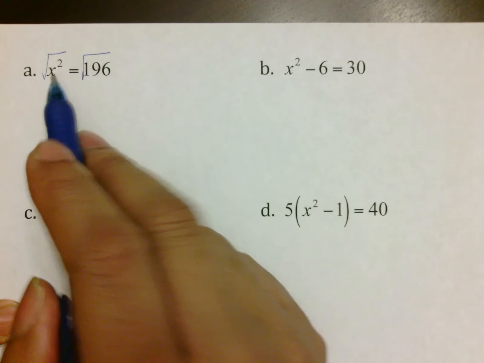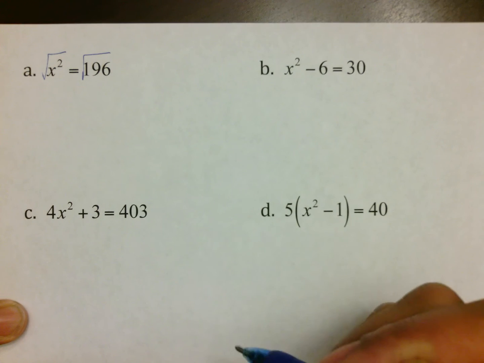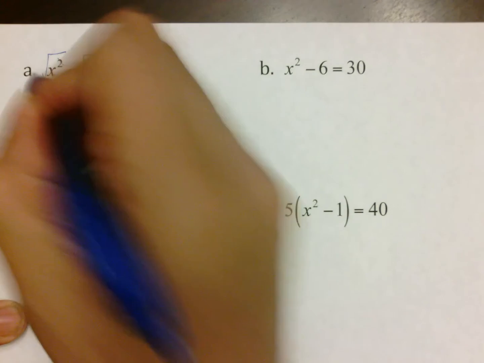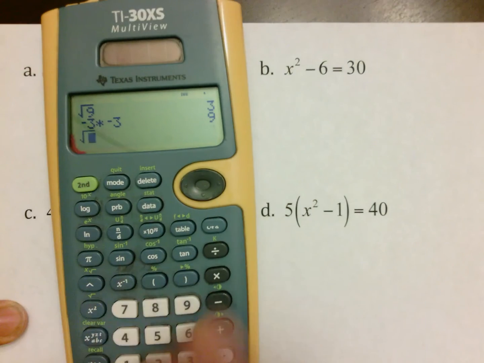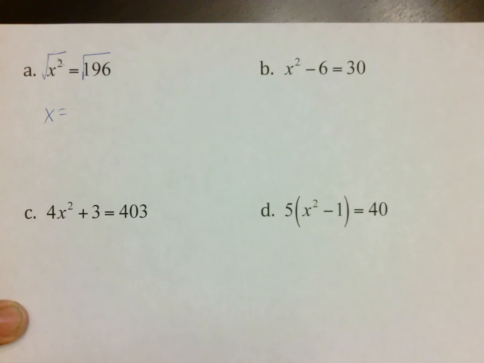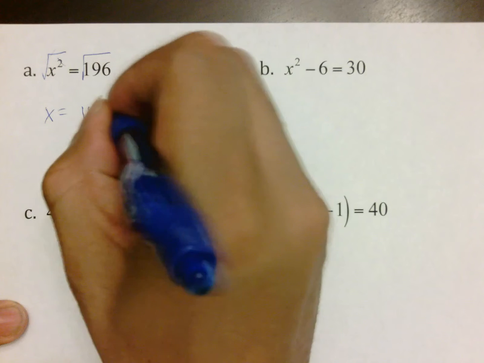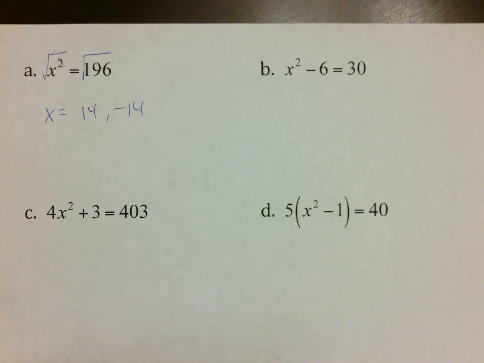You are actually going to have to type in the square root of x squared equals the square root of 196, because I want you to show the work. What happens is the square and the square root cancel out, bringing down just x. And then when you do the square root of 196, you get 14. So your answer is 14, comma, negative 14, because don't forget, 14 and negative 14 are both answers to this.